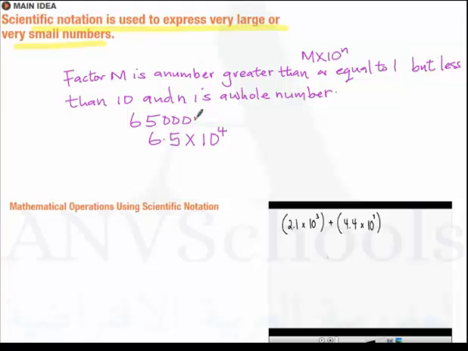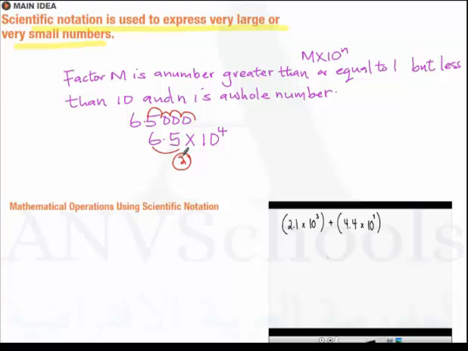We moved the decimal point to the left 4 times until we put it here. So 1, 2, 3, 4. So our power here is 4. So writing the m factor as 6.5 shows that there are exactly 2 significant figures.